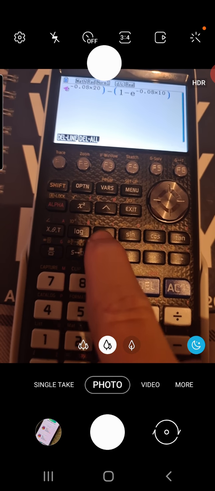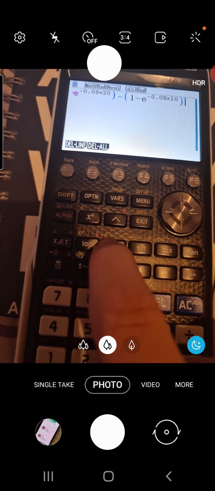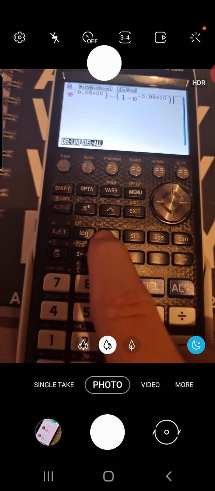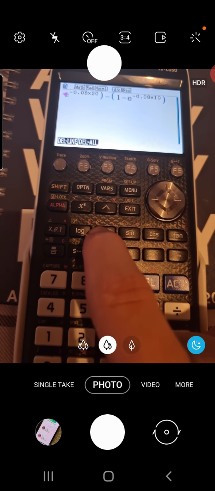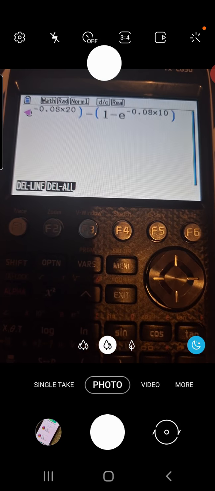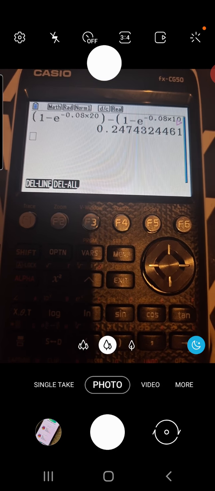So you're using this E button, this 2.718, this very special number, which if you get a chance, get me talking about that. That is found under Shift ln. And that gives us a probability of 0.247.